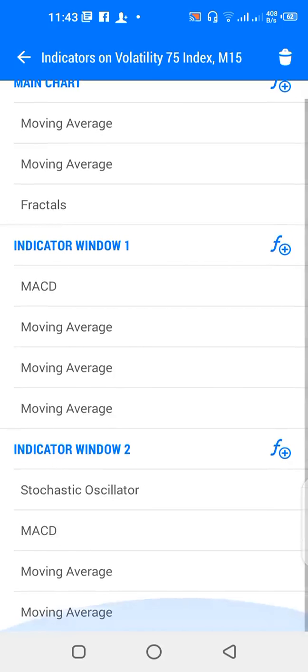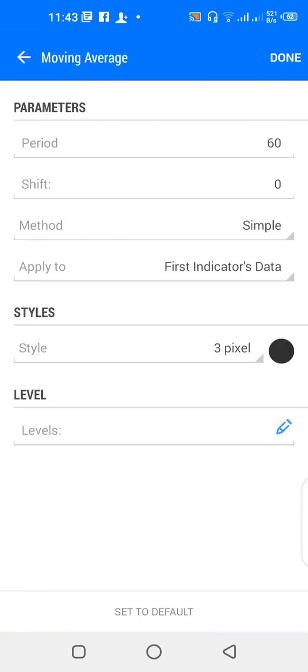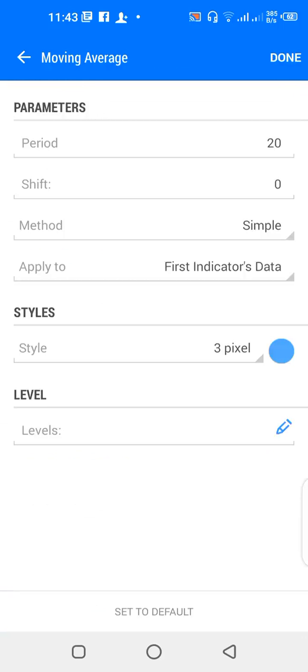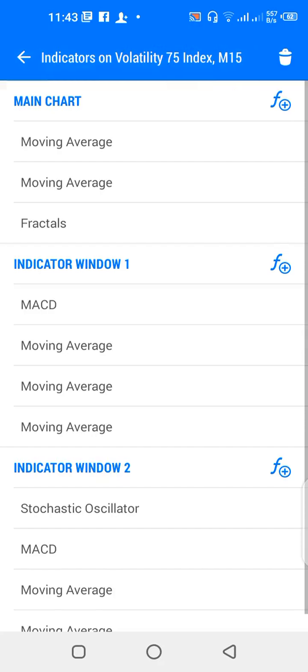Okay, moving on, we have moving average. The period is 60. Shift is 0. Method is simple. Apply to first indicator's data. And the color is black. Also, the moving average, 20 period. Shift is 0. Method is simple. Apply to first indicator's data. And the color is blue. I think that's the last of it.